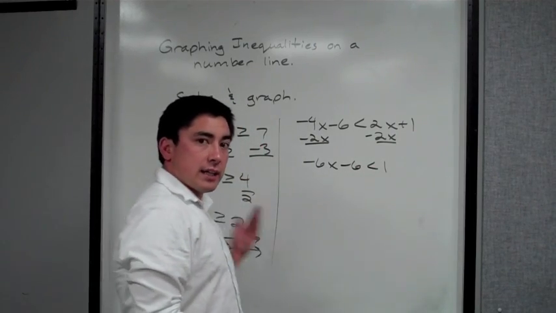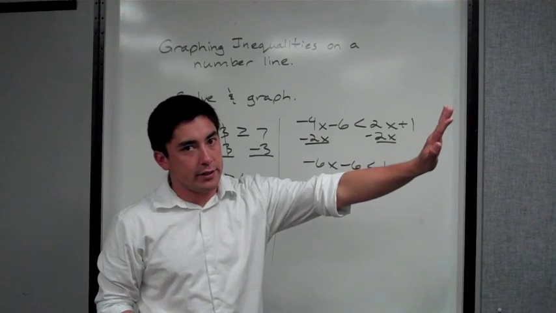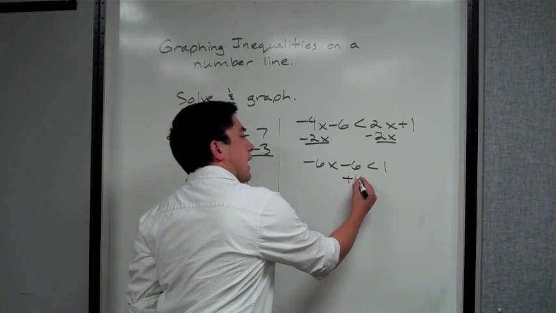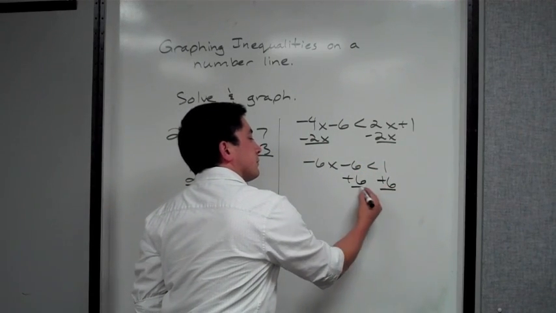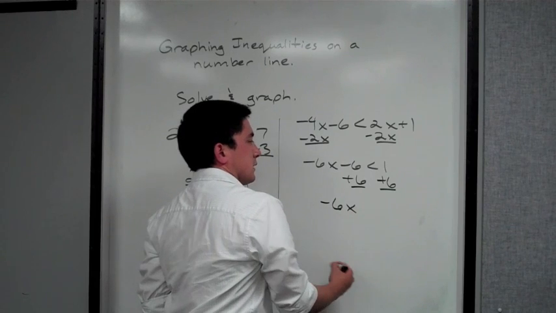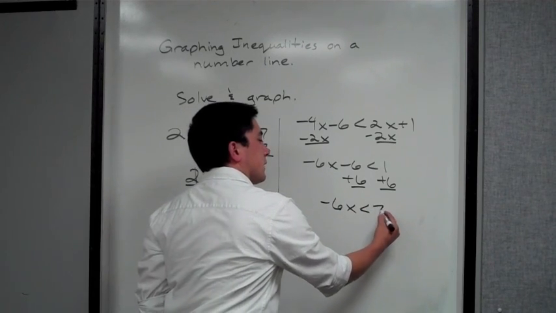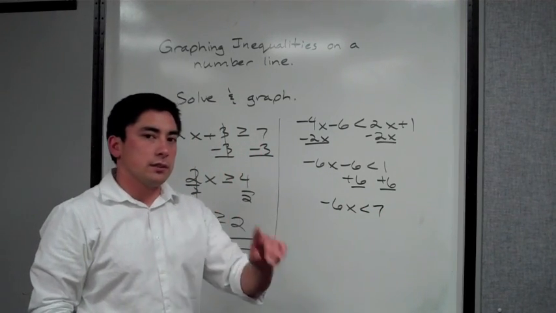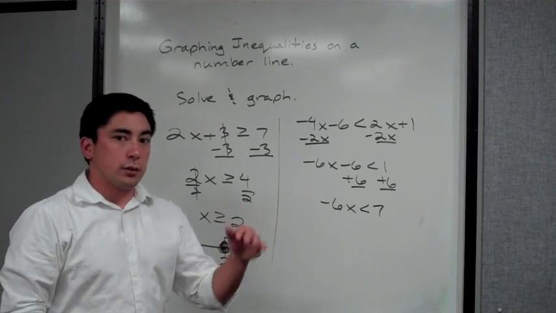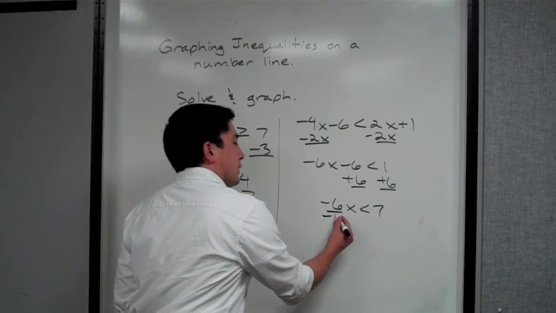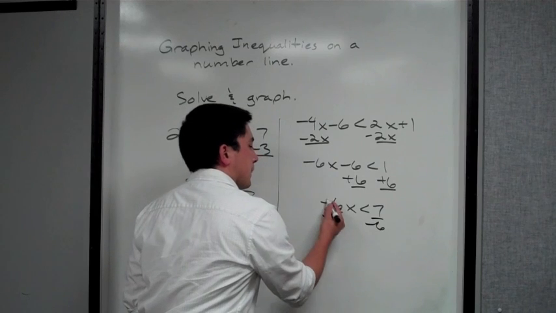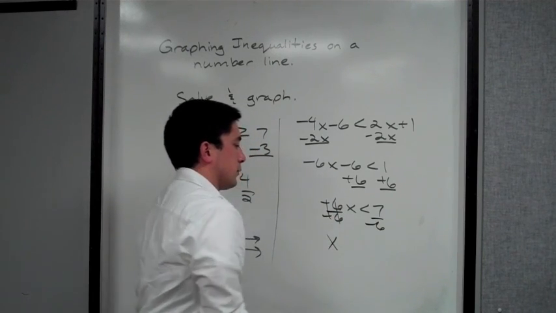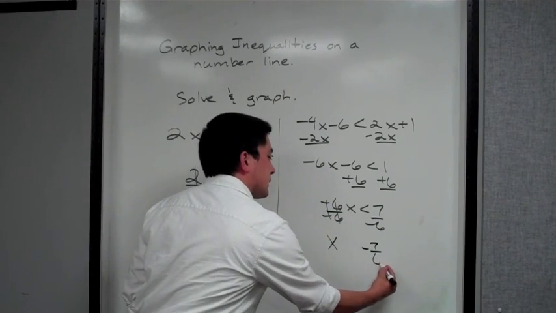And since I moved the x to this side, I need to move what doesn't have x to the right side. So I'm going to add 6. So you have -6x is less than 7. Now here's the one little difference than if there were an equal sign. When we divide, okay, we end up with -7/6 on this side.